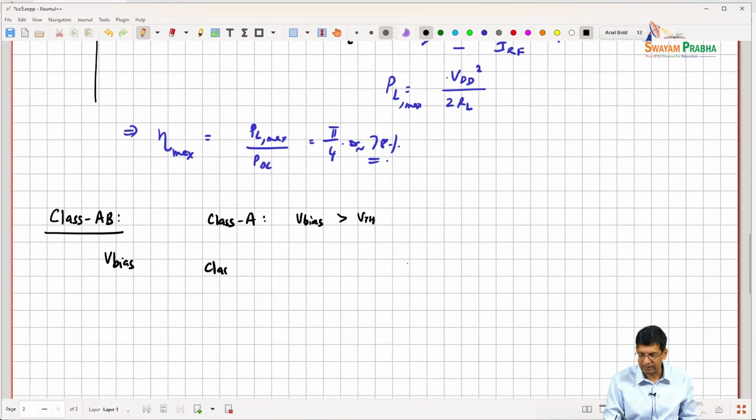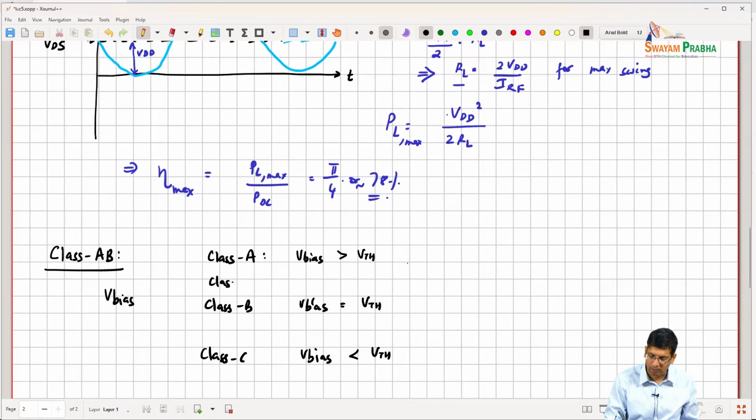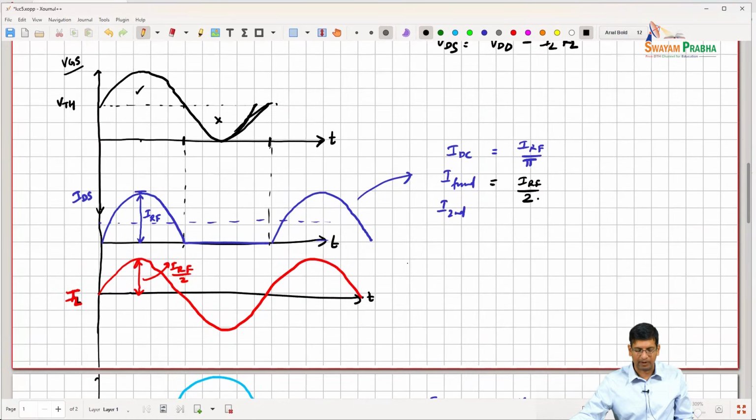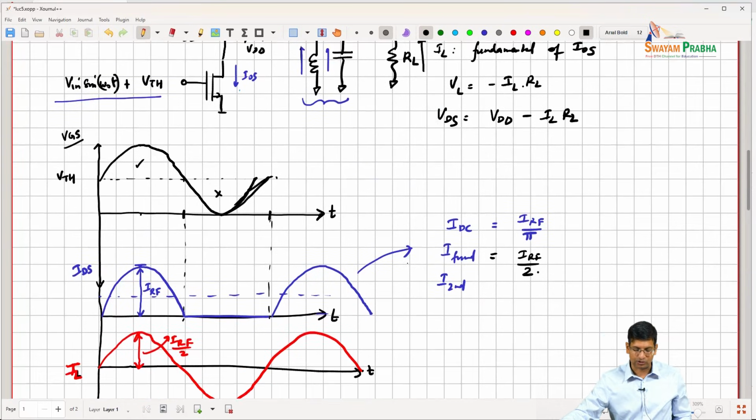Then class B, we are applying a V bias that is equal to V threshold. Class C, we can apply a V bias that is below V threshold, right? Or we can also operate in class AB, where the V bias is high enough that there is still some default DC current going through the device, but it is not so high that you don't have this kind of phenomena.